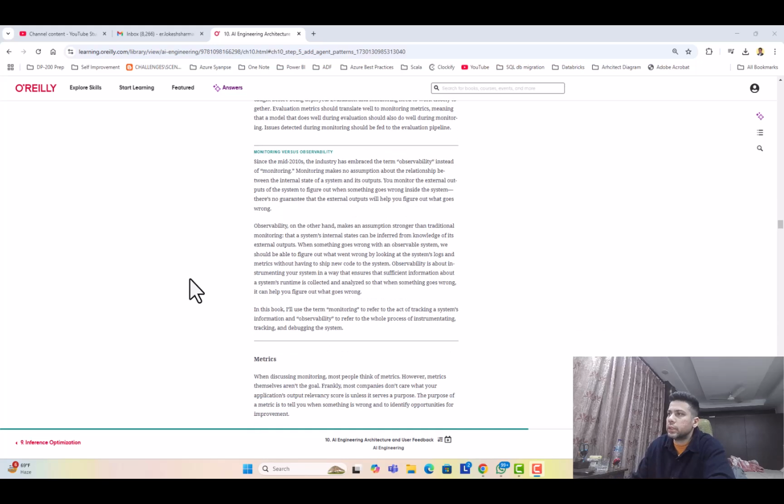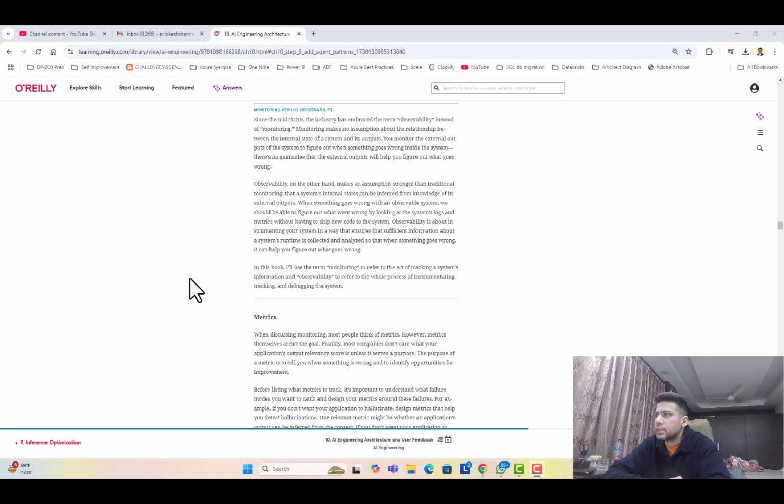Okay, let me just read this again. Monitoring makes no assumption about the relationship between internal state of the system and its output. You monitor the external outputs of the system to figure out when something goes wrong inside the system. There is no guarantee that the external outputs will help you figure out what goes wrong. Okay, so monitoring mostly refers to looking at the output state of an application.